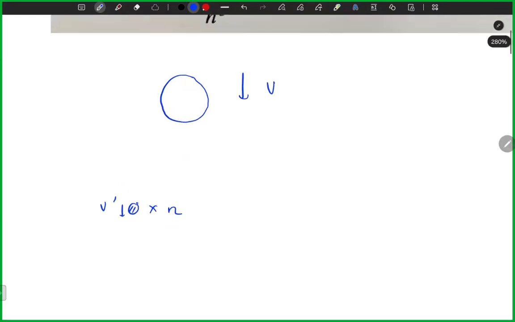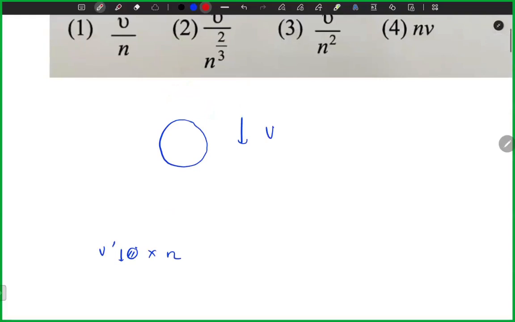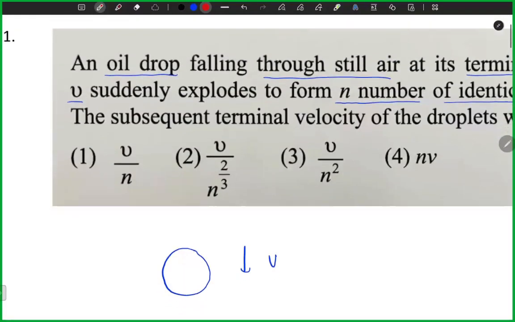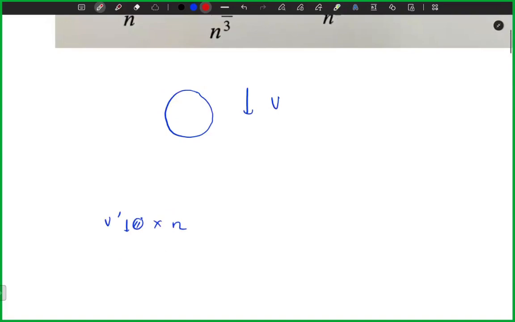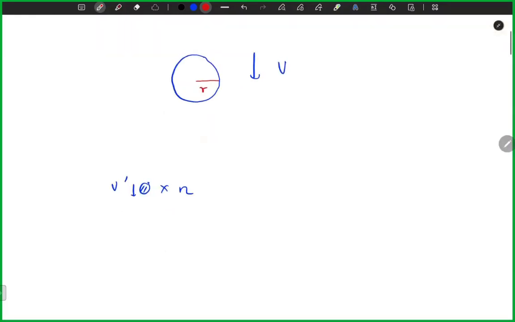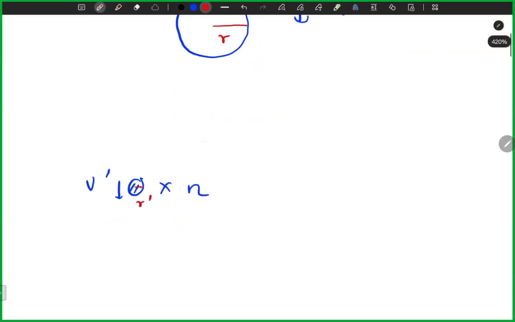Now, I need to relate this larger oil drop to what? The smaller oil droplets. What is the relationship? You know, its volume, right? So if I think of this as having a radius r, this is going to have a radius of r dash.